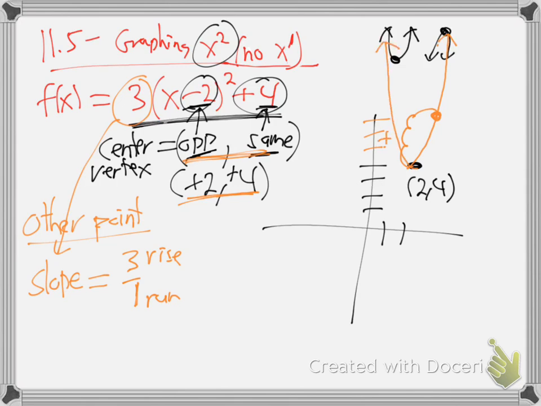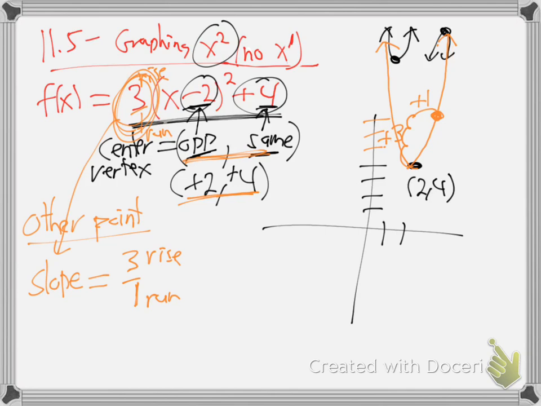So again, I went up 3 over 1 from the center. That was from the center, and this is like a slope, 3 over 1. Rise over run, up 3 over 1. Click the dot. That's your other dot. It makes the U-shape automatically.